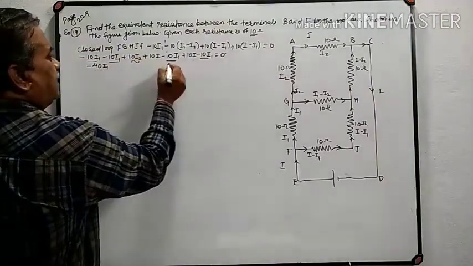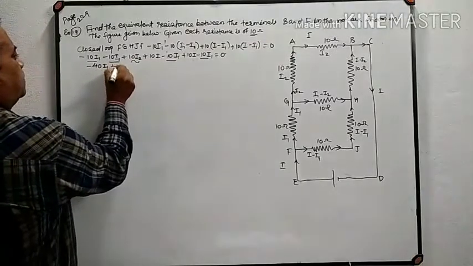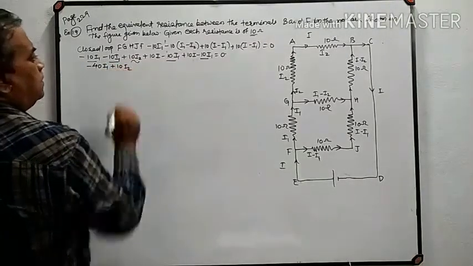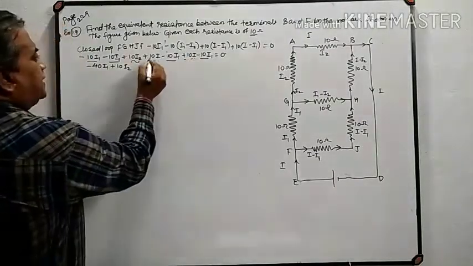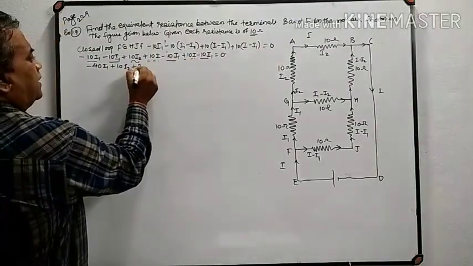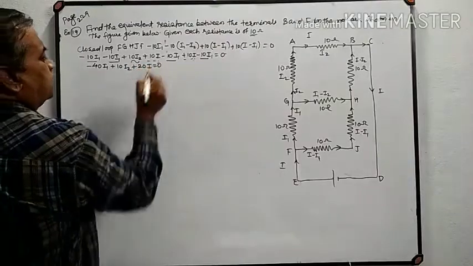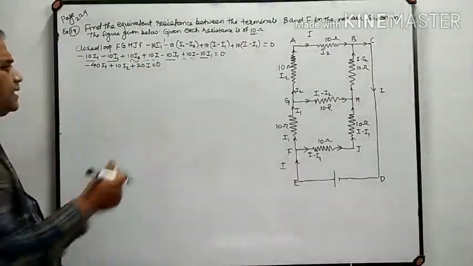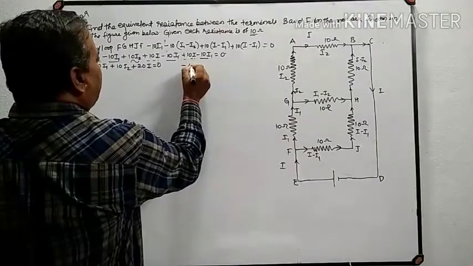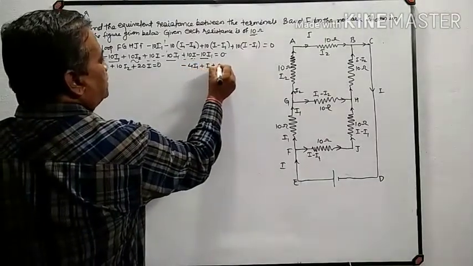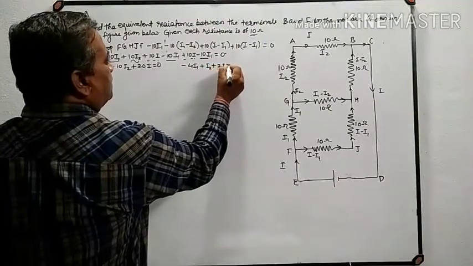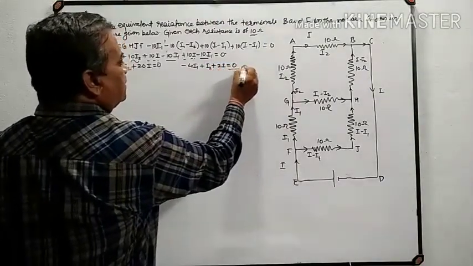Collect the terms of I2 together. Only one term of I2, plus 10 I2. Then collect the terms of I. Here two terms of I: 10I plus 10I. So it is what? 20I, is equal to 0. Now divide both sides by 10. So it can be written as minus 4I1 plus I2 plus 2I is equal to 0. So this is our equation number 1.